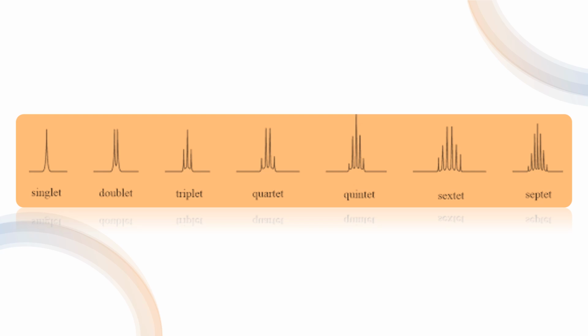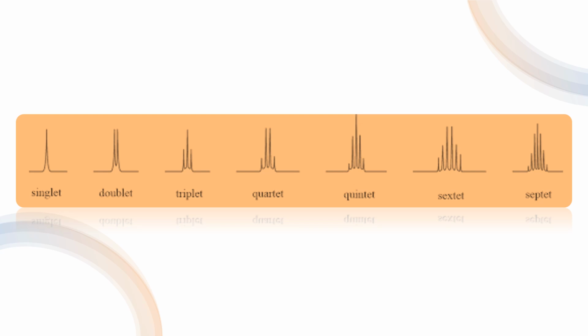Next, we have the doublet, which appears as two peaks of equal intensity. This splitting occurs when the observed nucleus is coupled to one neighboring proton. For example, a CH group adjacent to a single CH3 group would produce a doublet.